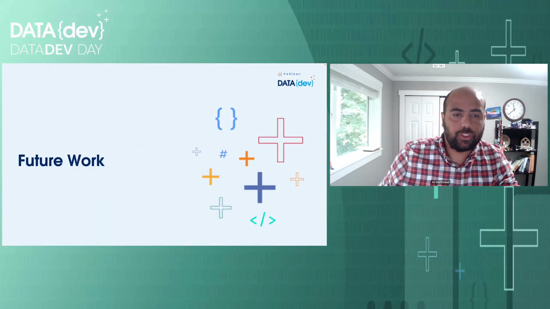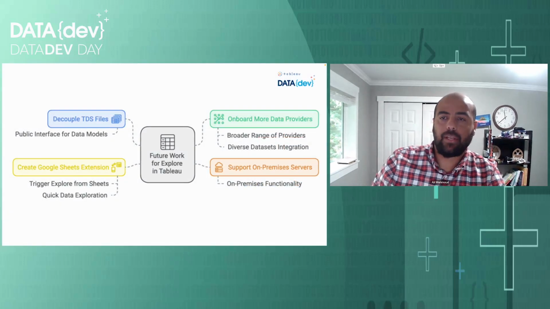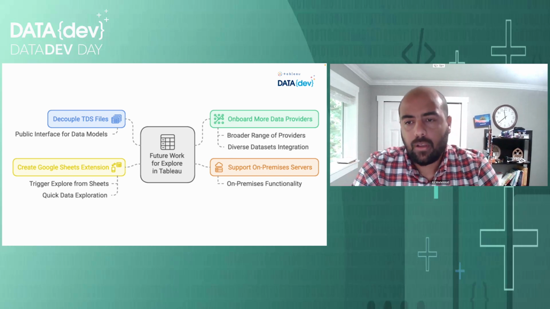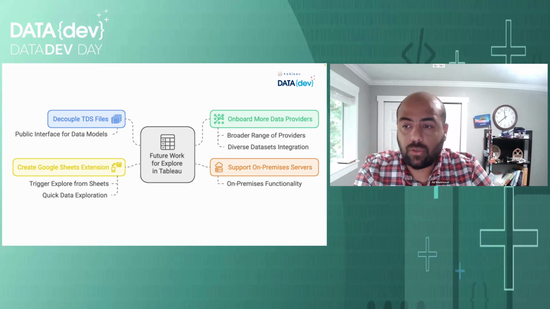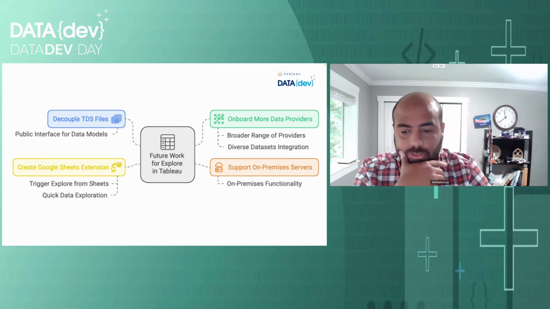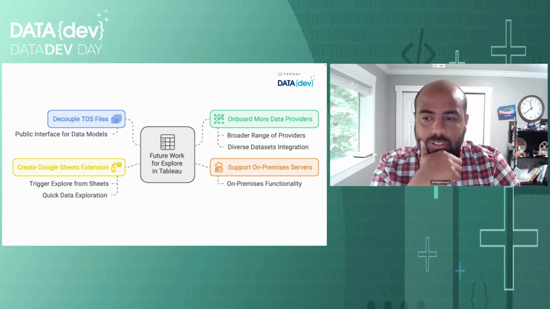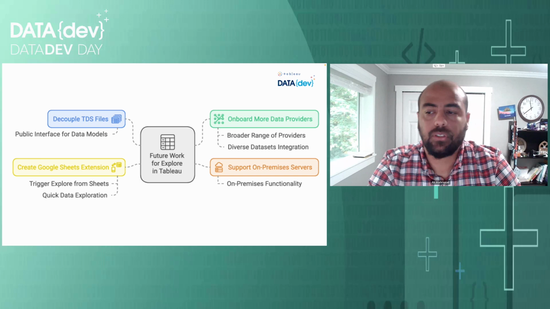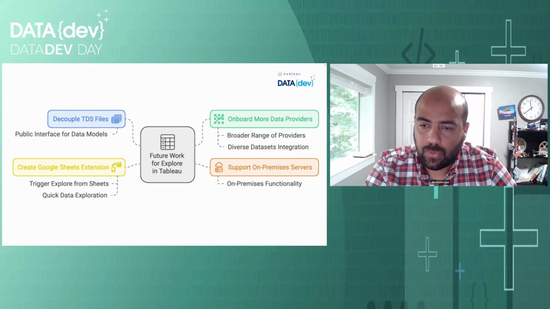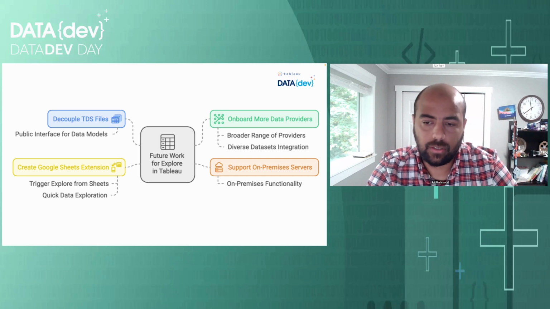So for future work, what we have in our roadmap is we want to decouple the need to generate TDS files. So we don't want data providers to reverse engineer the TDS file content or how to construct a TDS file. And we are moving more toward the API-based interface to define and manage complex data models programmatically. So this will simplify the workflow and move to a public interface to define data model.